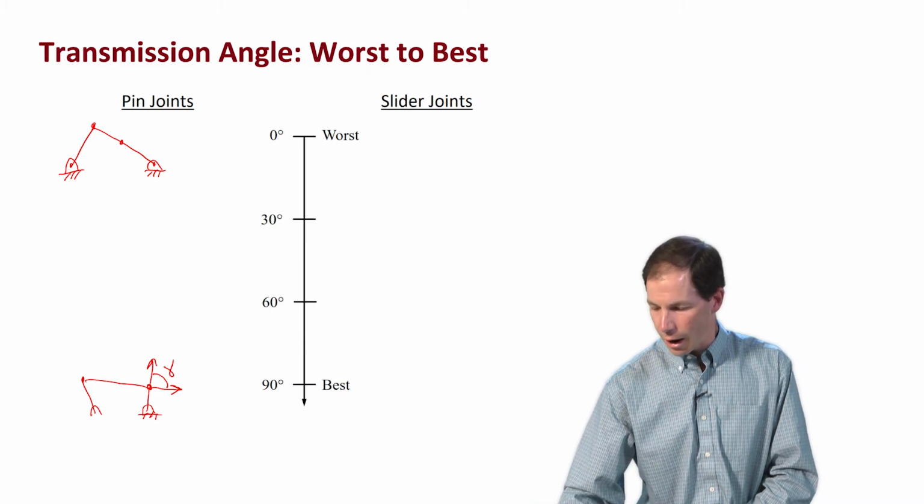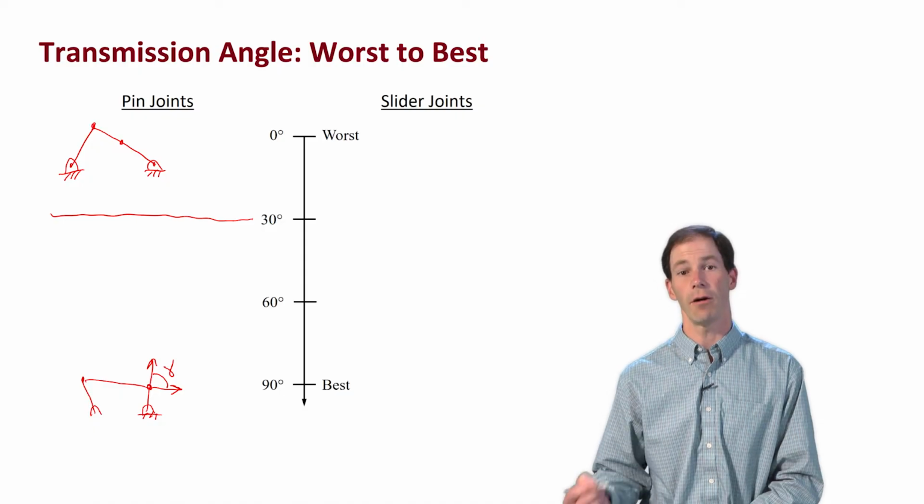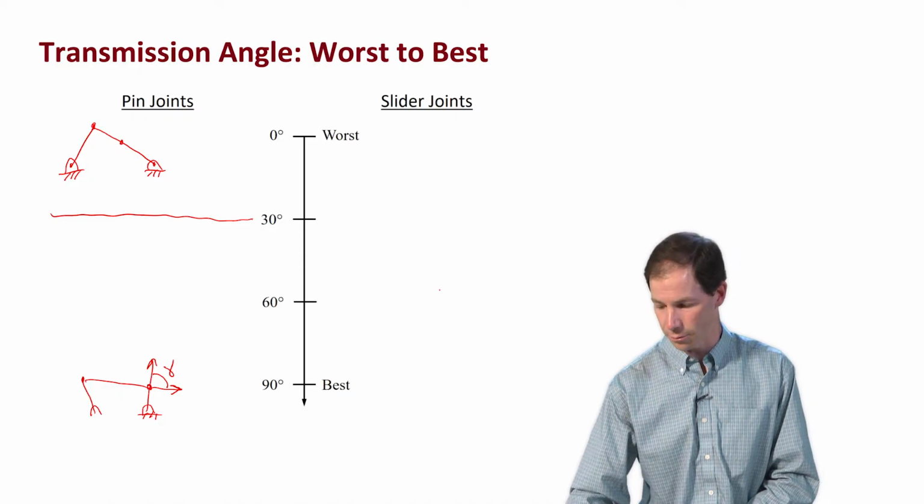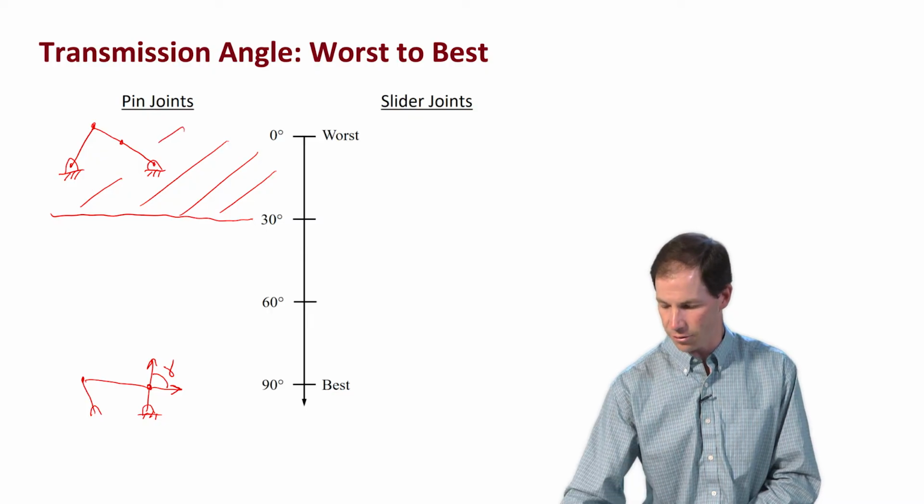Now, ideally, I want to be keeping my transmission angles above 30 degrees for pin-jointed mechanisms. So I can shade this area in up here and say, I do not want to be working up here. These are not usable.